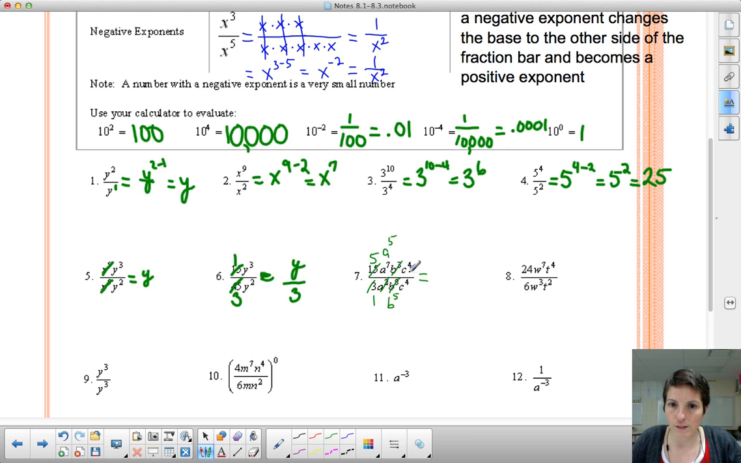C to the 4th over C to the 4th. Well, that's just going to become a 1. So we now have 5A to the 5th over 1B to the 5th.